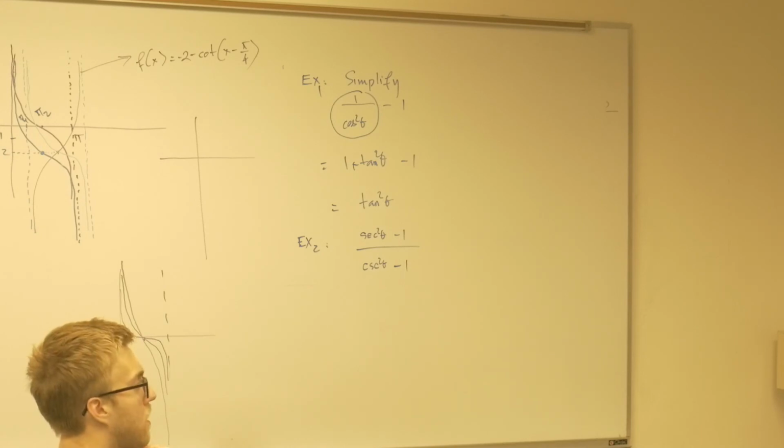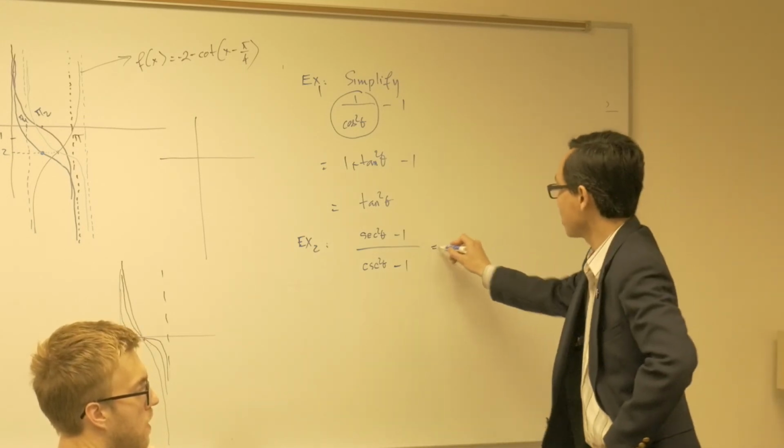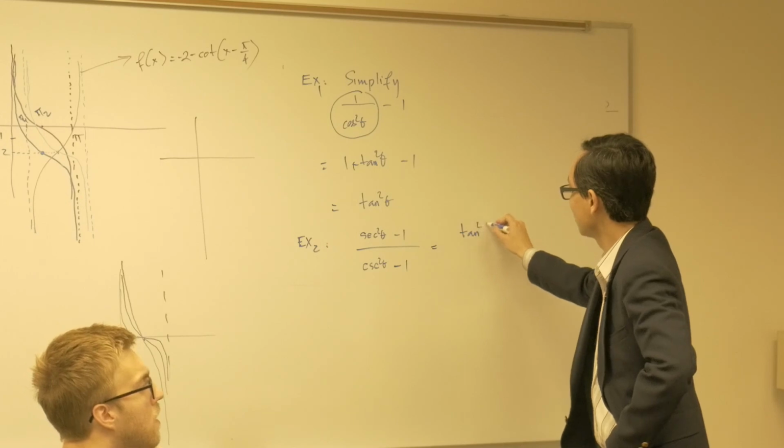Secant squared minus 1 would equal tangent squared. Oh, that's good, because you can see that if you subtract both sides by 1, secant squared minus 1 gives you tangent squared. So I can write this: secant squared minus 1 is tangent squared.